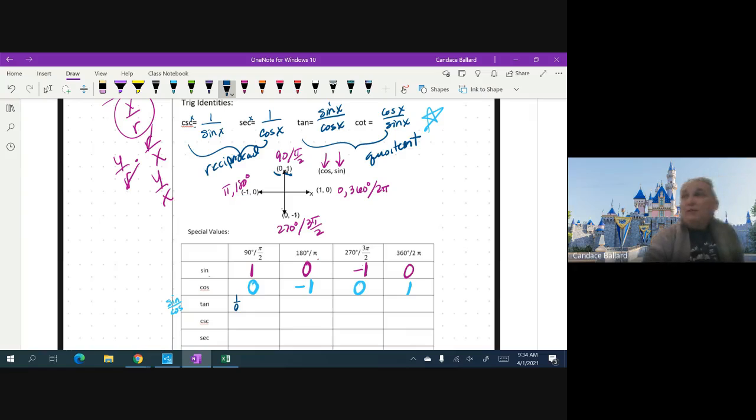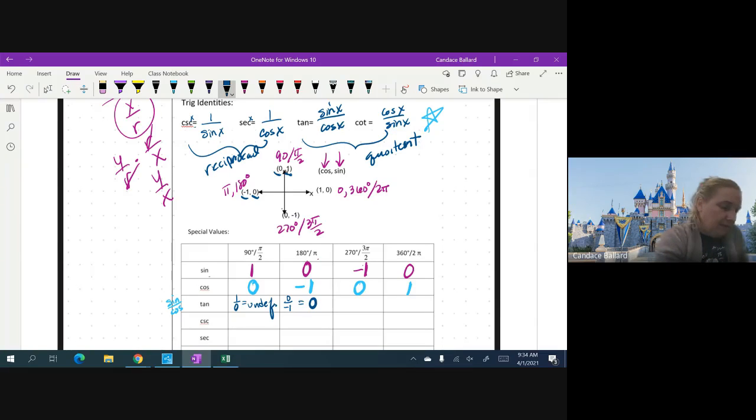But there's a problem there. Are we allowed to divide by 0? When we divide by 0, that's something that's undefined. So I'm just going to write undefined for that one. Okay. All right. For this one, I'm going to take my sine divided by my cosine. I am allowed to have 0 in the numerator. So 0 divided by a number is equal to 0.